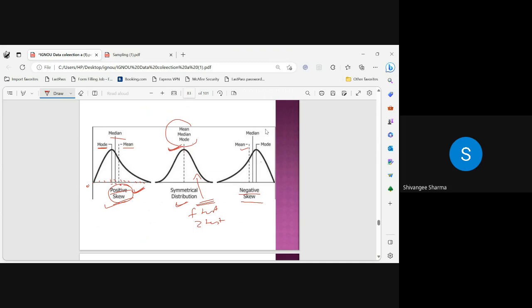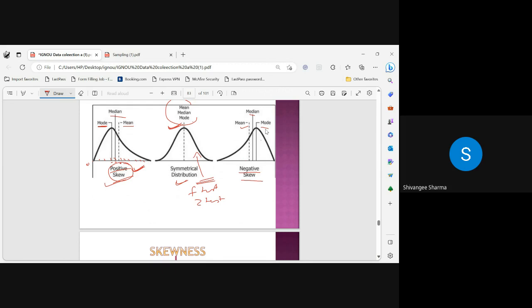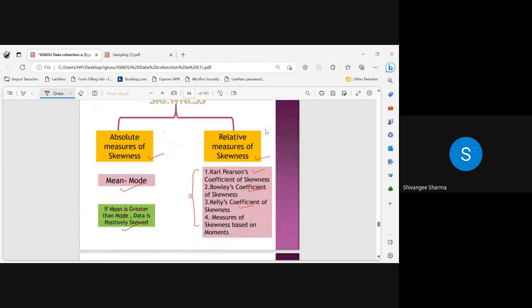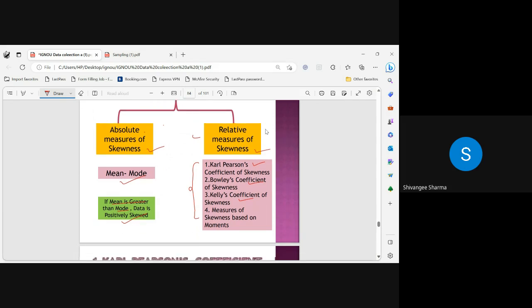And where the mean is less than the median and mode, that type of data represented by the graph is negatively skewed. So there are some relative measures also to measure skewness, like Karl Pearson's coefficient, Bowley's coefficient, Kelly's coefficient, and the measure of skewness on the basis of moments.